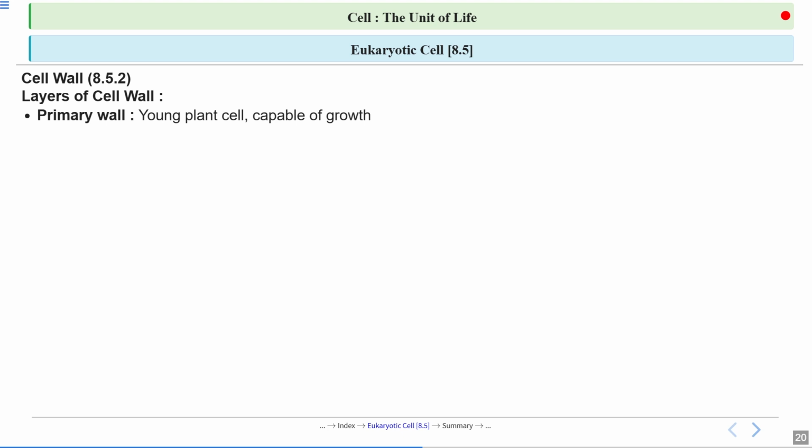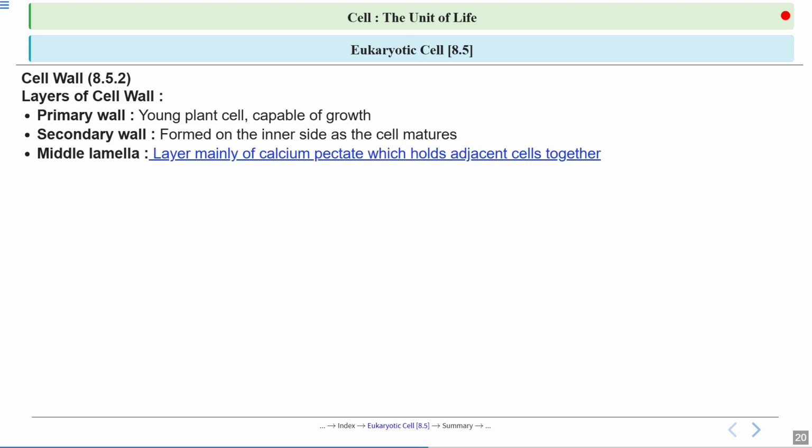What are the layers of the cell wall? First is the primary wall. It is in a young plant cell capable of growth. Then you have the secondary wall formed on the inner side as the cell matures. Then there is the middle lamella, a layer mainly of calcium pectate, which holds adjacent cells together. So it is like a cementing material. It holds two neighboring cells together.